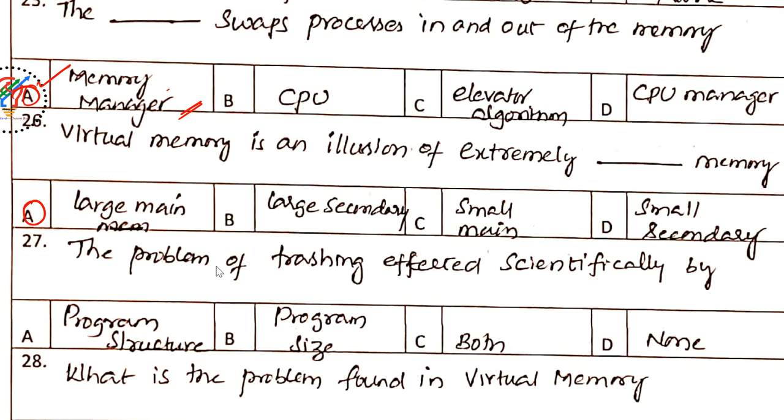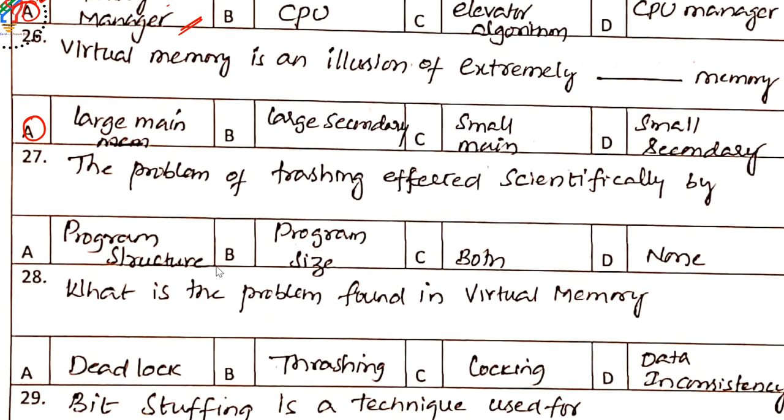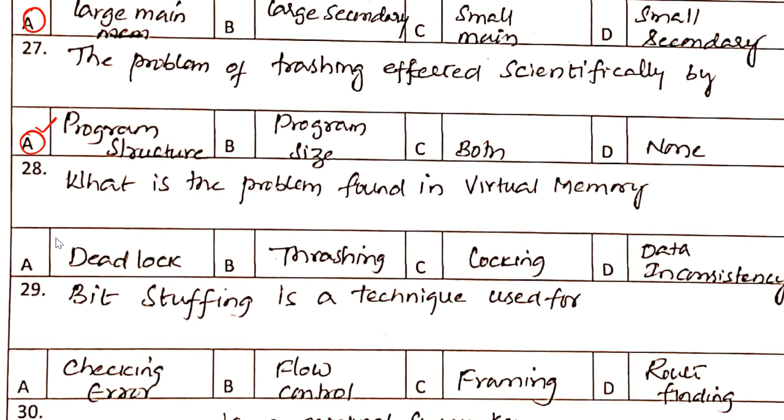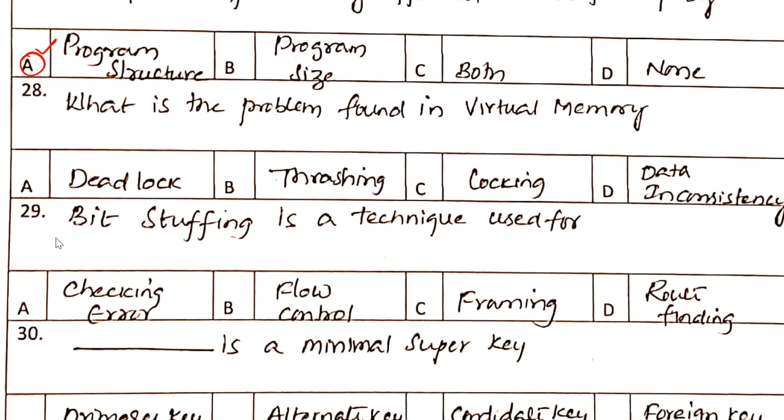Next one, the problem of thrashing is affected specifically by program structure, program size, both, none. Okay, 27th question, it is program structure here. Next one, what is the problem found in virtual memory? Deadlock, thrashing, locking, data inconsistency. Okay, the 28th question, so thrashing is the right answer.